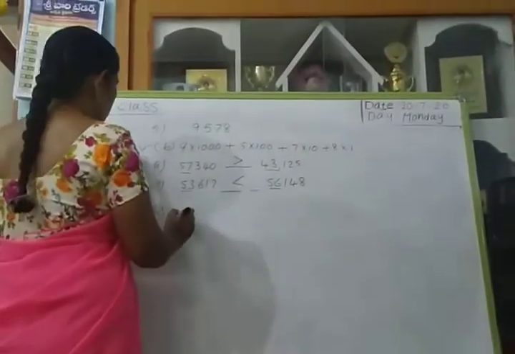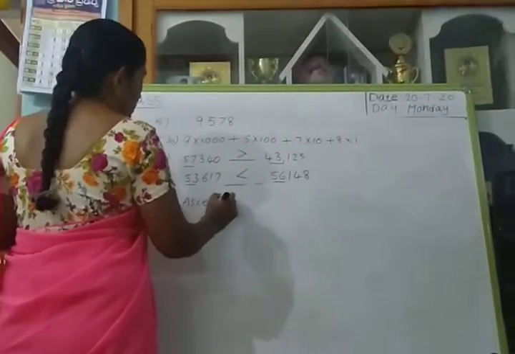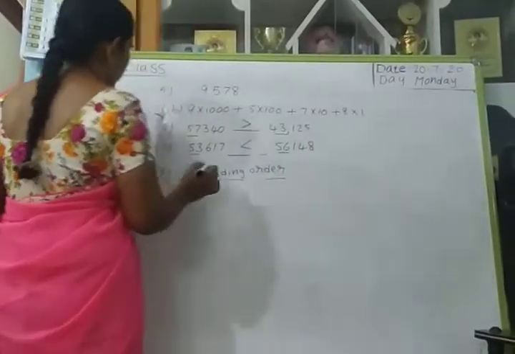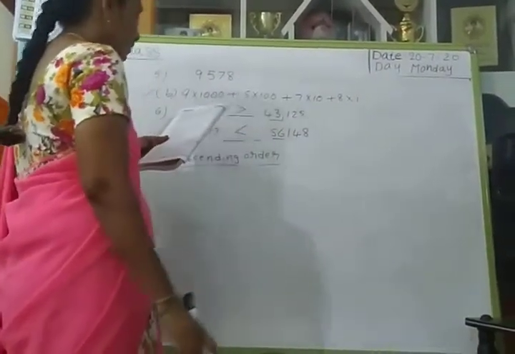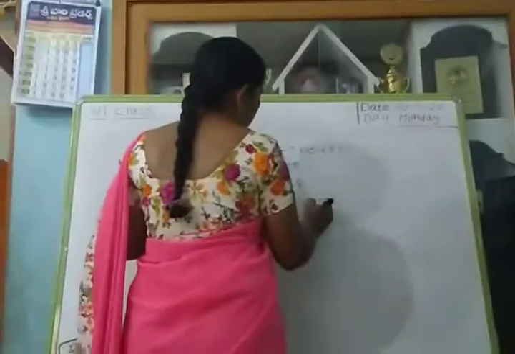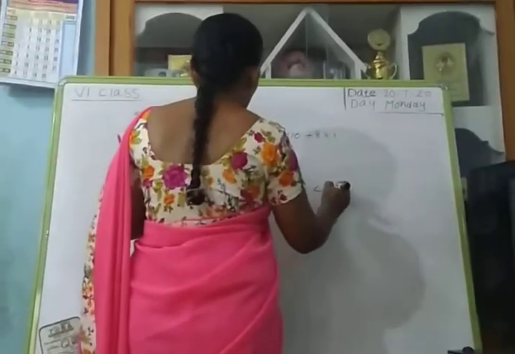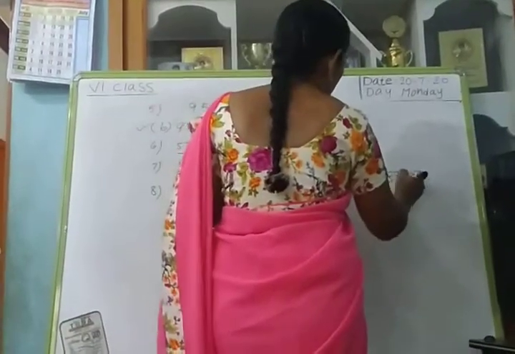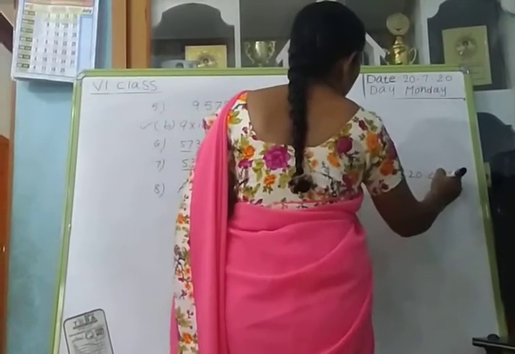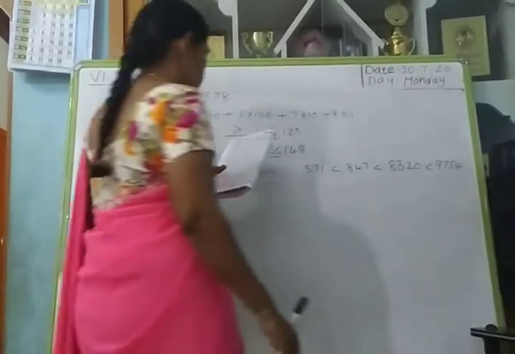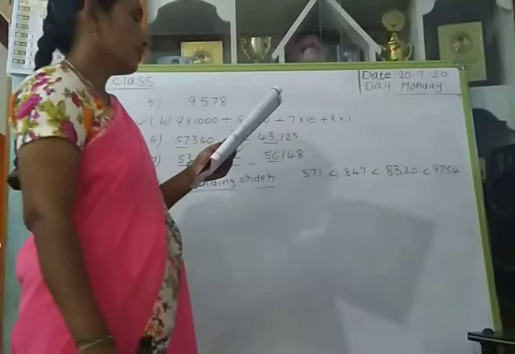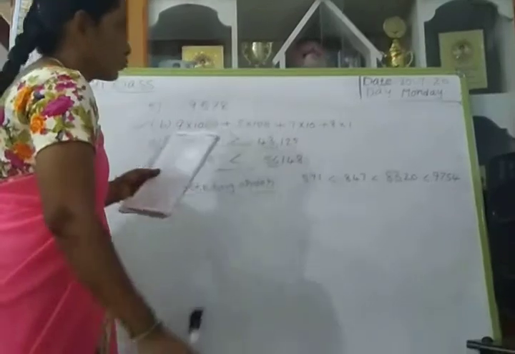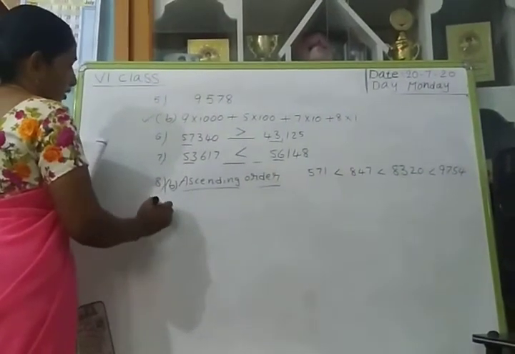Eighth one, ascending order. Arrange the given numbers in ascending order, so first the smallest number: 571, after which 847, after which 8320, after 9754. Which option is correct? 571, 847, 8320, 9754. It is also option B.